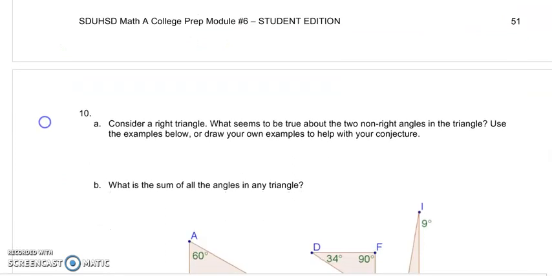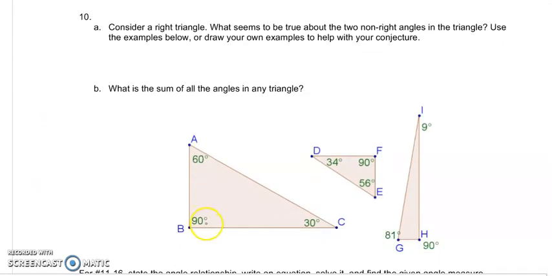Number 10, consider a right triangle. What seems to be true about the two non-right angles in the triangle? So if we're thinking about it, and it says we can use these examples down here, we have a right angle there. That's what makes it a right triangle. And we're looking at these two angles. Well, when I look at those two angles, I see that if I were to add them together, they give me 90. And that makes sense because altogether it should be 180 degrees in a triangle. Well, let's see if this always works.